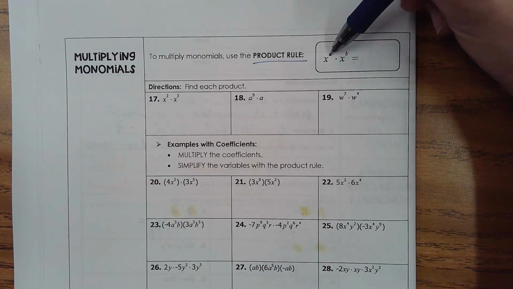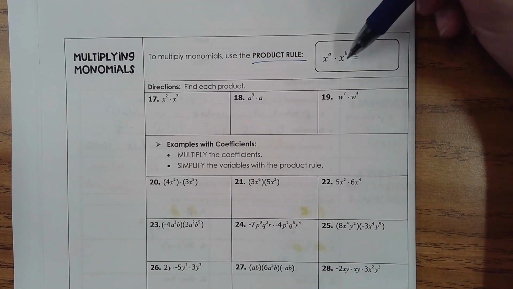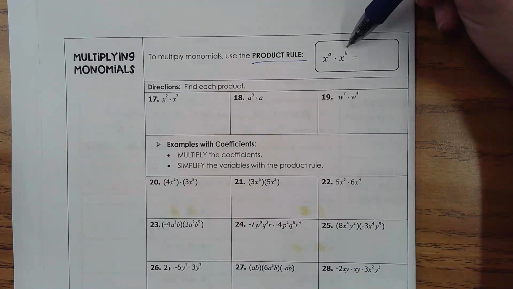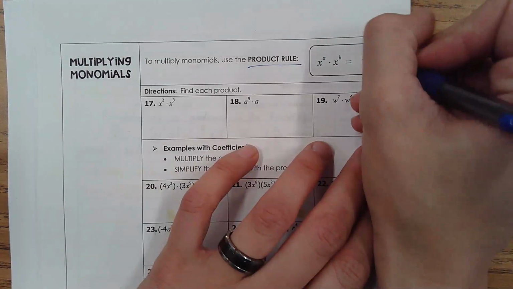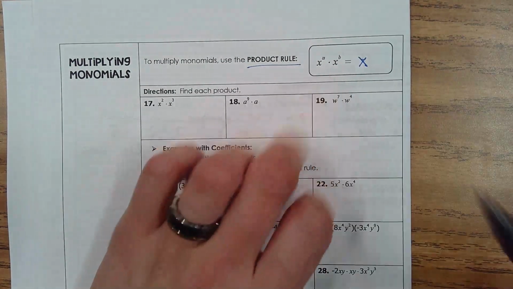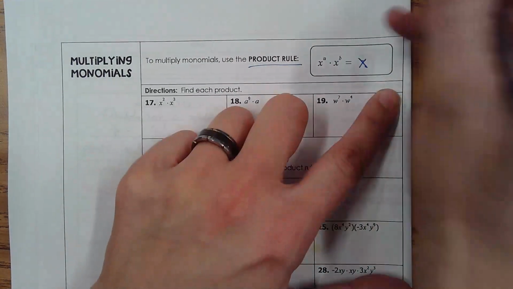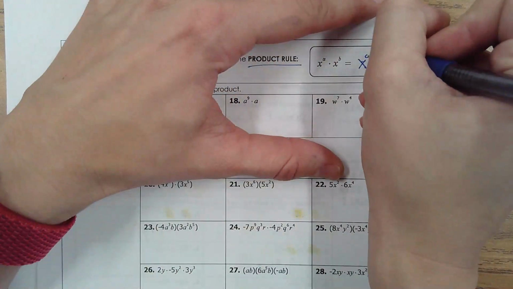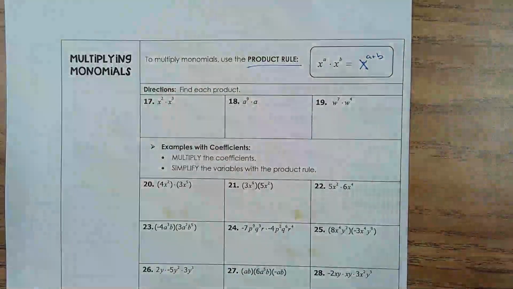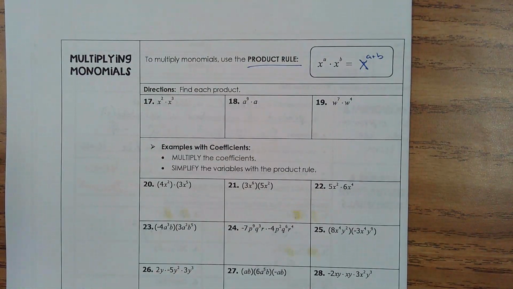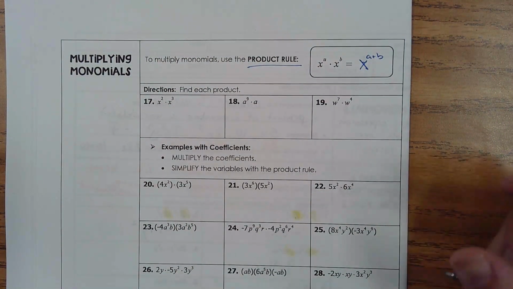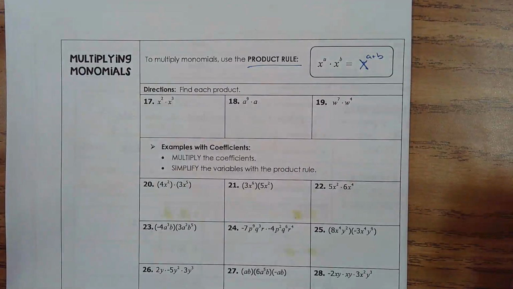X to the a power, where this could be any number, times x to the b power. Our answer is going to be x, right? So we still have our variable, and we're going to take these exponents and add them together. So it ends up being x to the a plus b. So let's look at what that looks like.